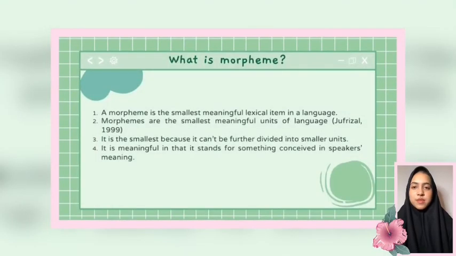So here are some explanations of morphemes. A morpheme is the smallest meaningful lexical item in a language. Morphemes are the smallest meaningful units of language. It is the smallest because it cannot be further divided into smaller units, and meaningful in that it stands for something conceived in speakers.